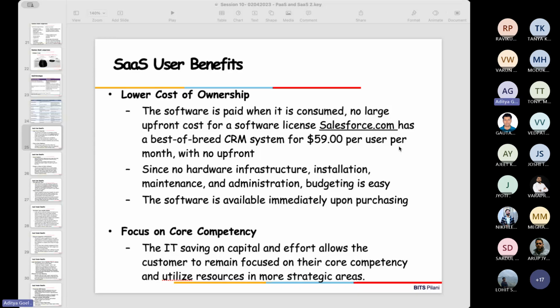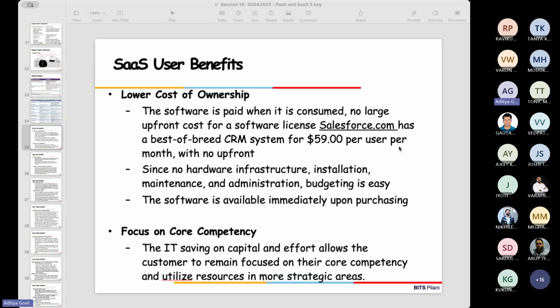And software is available immediately as soon as we purchase it. Generally, what used to happen earlier is first we purchased the license and then they delivered it to us. Then we set it up and configured it, and only then would it be available. Easily, it would take around 10 days or so for us, but now it is easily available to us.